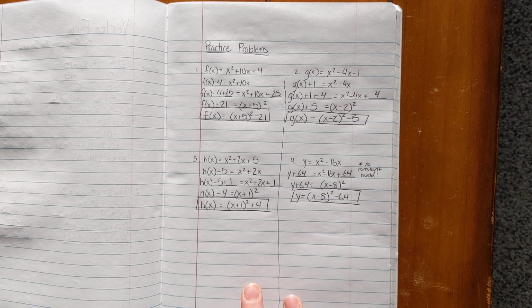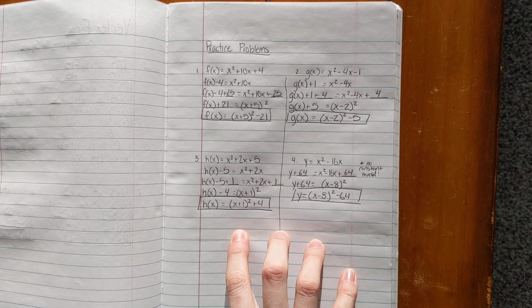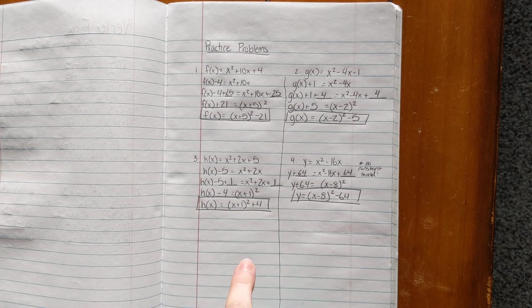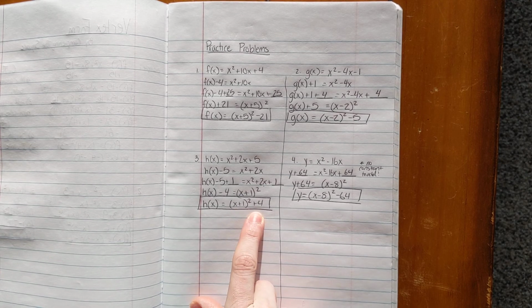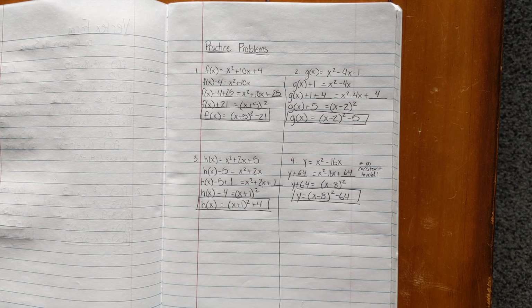Okay, remember that having it in this formation helps me to determine what the vertex is going to be just by reading. For example, the vertex here would be -1, 4. And then it also tells me some transformations that we might have moving left, right, up, or down.